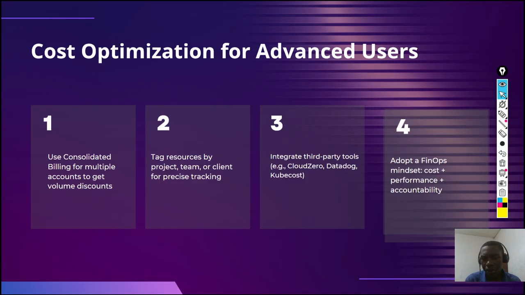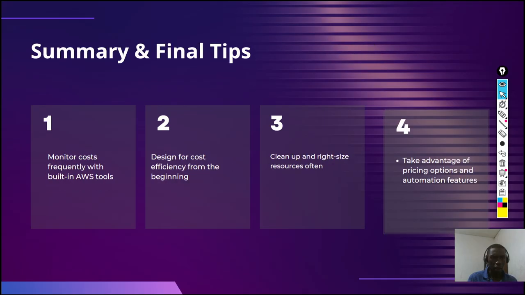And you can also integrate third-party tools like CloudZero, Datadog, and KeepCost, right? These third-party tools are also going to help you. And also you can adopt a FinOps mindset. You first of all have cost, you have performance, and accountability. This is very, very important. When you do all this, it's going to help you better optimize your usage in the AWS cloud. So this is a summary and final tip.